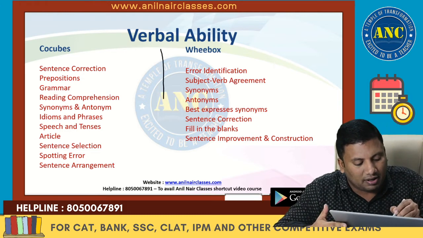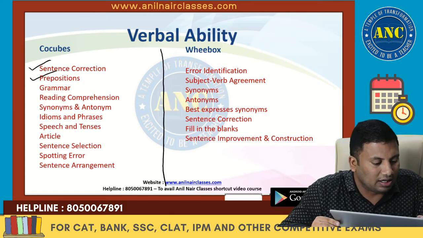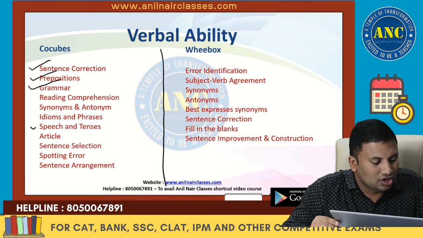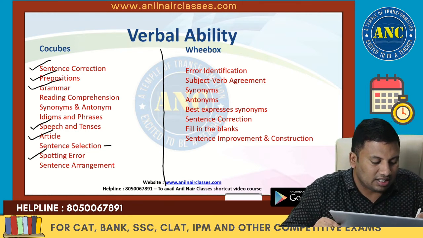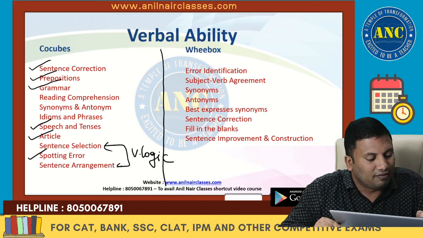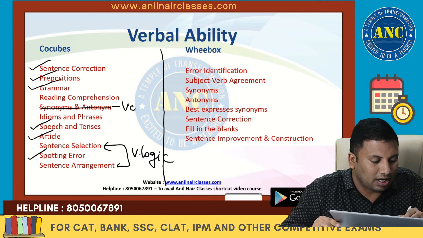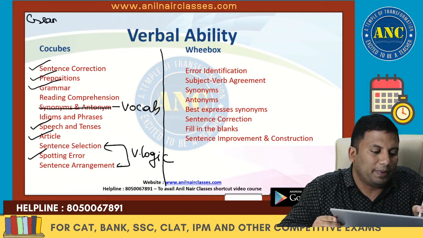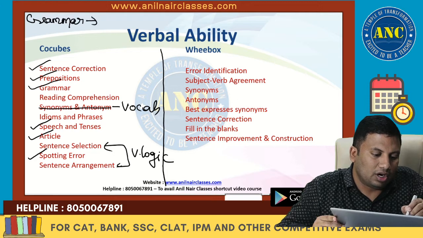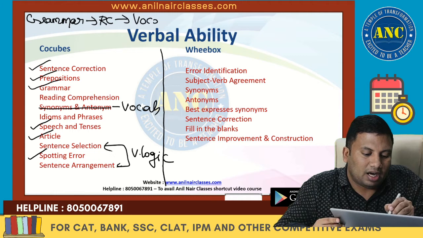Now if you see the verbal ability, in verbal ability, sentence correction is from grammar, and again speeches, tenses, article, spotting error, it is grammar. These sentence selection and sentence arrangement come under verbal logic. Synonyms, antonyms and vocabulary come under vocabulary. Now if you see 1, 2, 3, 4, 5, 6, the most important topic is grammar. Then you have to concentrate on reading comprehension, then vocab or verbal logic.